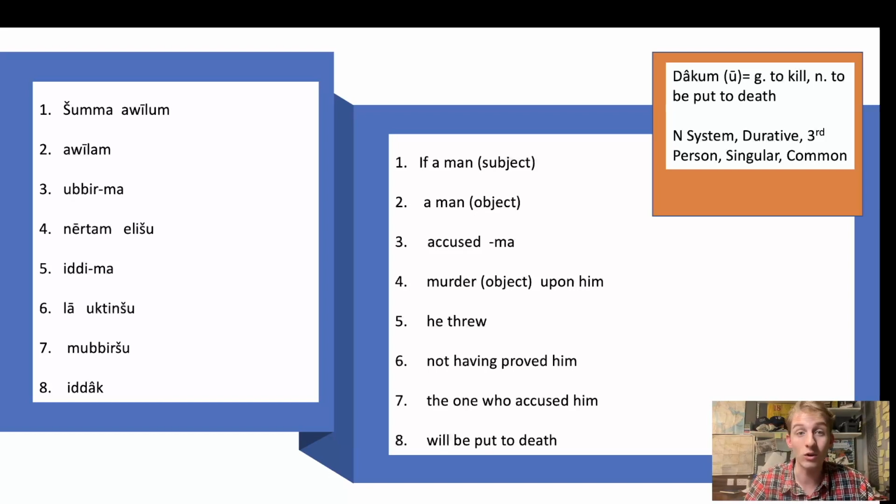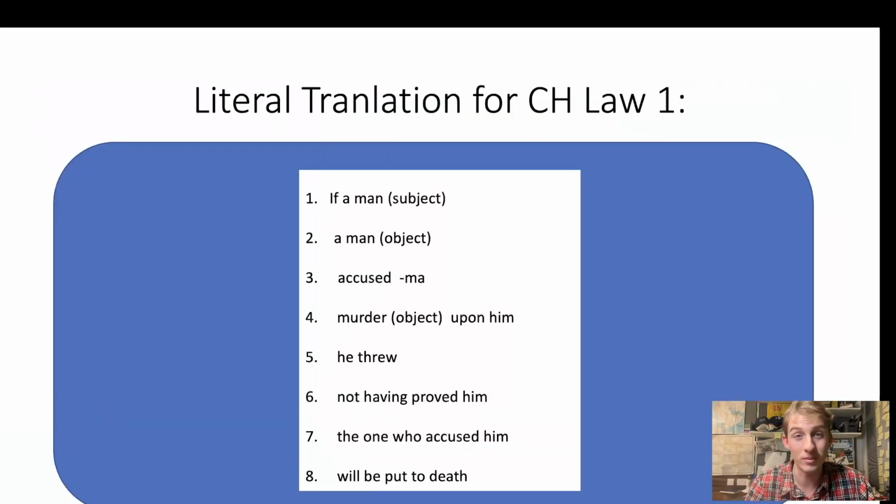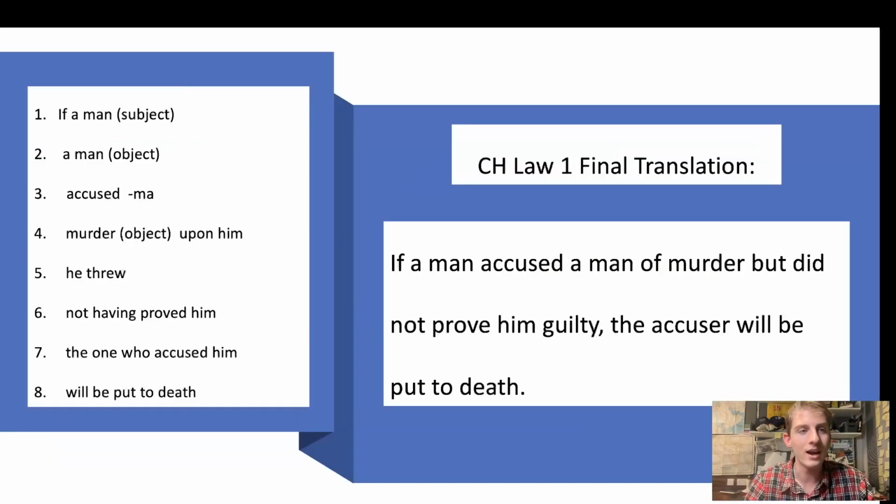So here we have our literal translation for Law 1 of Hammurabi's Code. If a man, subject, accused a man, is our object, murder upon him he threw, not having proved him, the one who accused him will be put to death. So now we're going to take this literal translation and change it into something a little bit more fluid to get our final translation, which is, if a man accused a man of murder but did not prove him guilty, the accuser will be put to death. And this is our final translation for the first law of Hammurabi's Code.